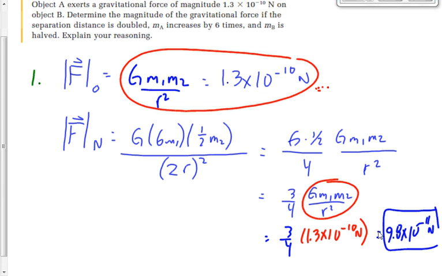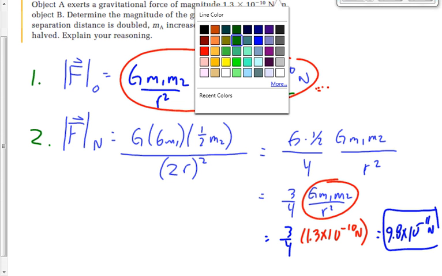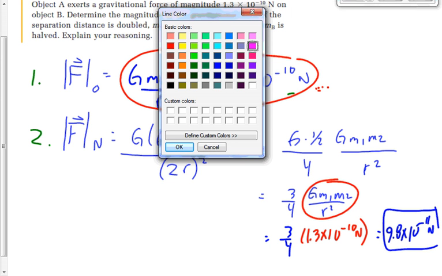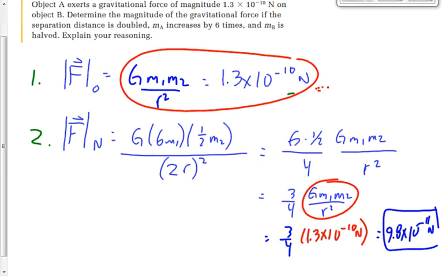Now, step number 2 is where it becomes a little bit trickier. Step number 2 is, what is my new force? My original force, Fo, is this. My new force, Fn, is the same equation, but look at the changes I've made here. Let's try a new color, purple. It's not M anymore. We increased M by a factor of 6, so it's 6M. Just put the number in there. A half M. Just put the number in there. 2R. We doubled the distance. Just put the number in there.